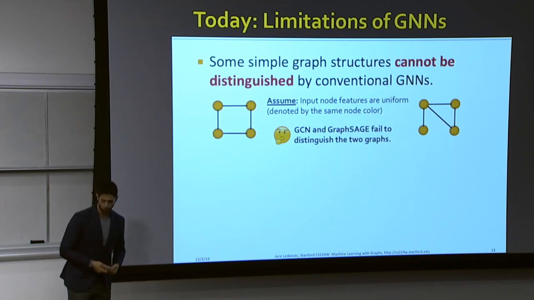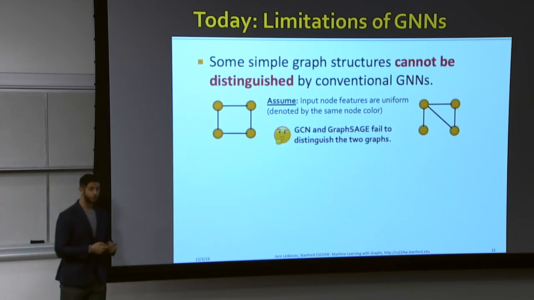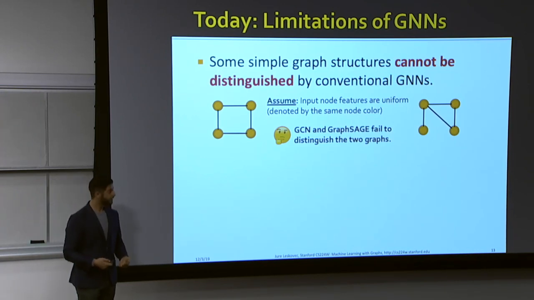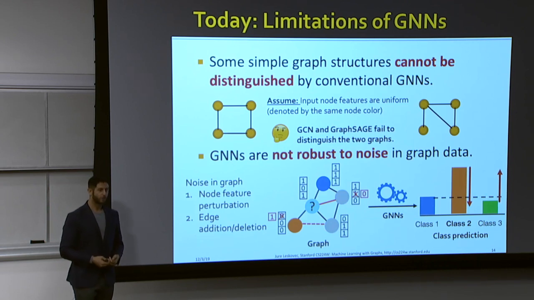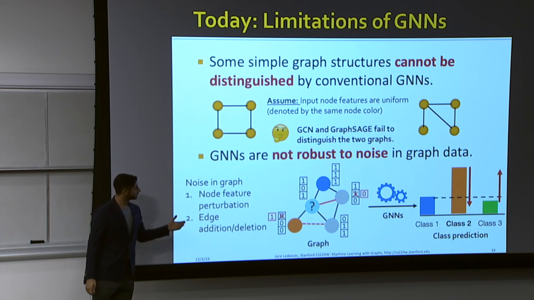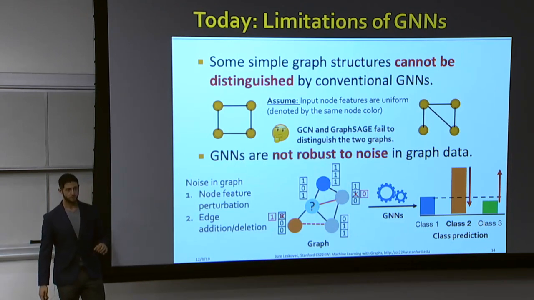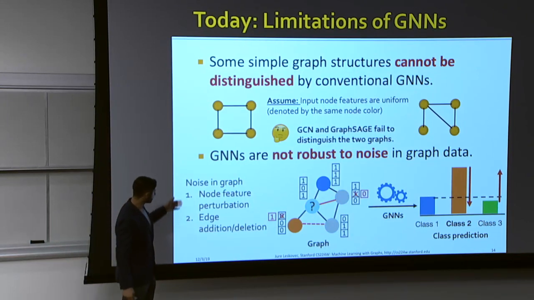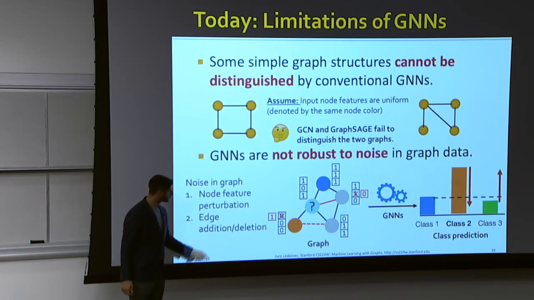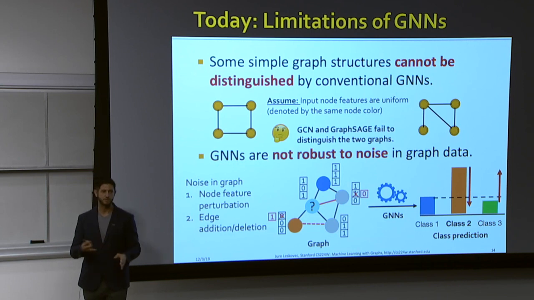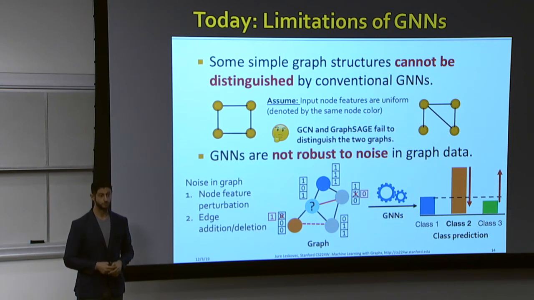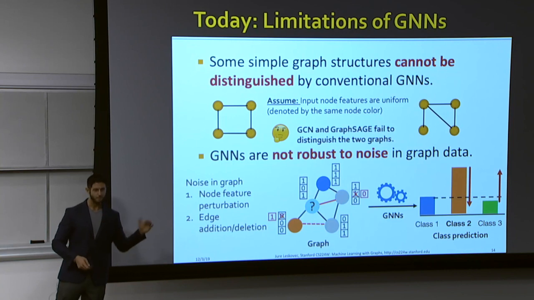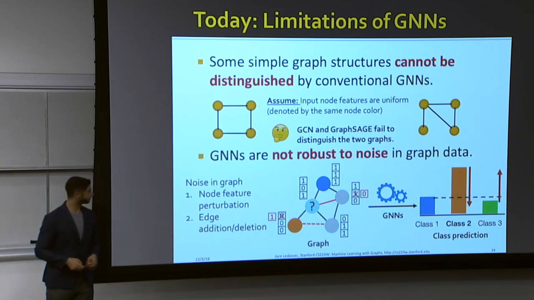Another problem which you might have heard of, quite for sure in general in deep learning, is adversarial attacks. It turns out that they don't only apply to images and other domains, but they also happen with graphs. GNNs in general are not robust to noise in graph data. We're going to see a relatively easy but elegant technique that allows us, with very few node feature perturbations or edge additions and deletions, to basically flip the classifications of our nodes, okay? So these are the two main classes of limitations that we're going to be covering today.